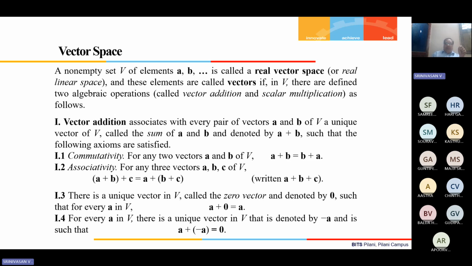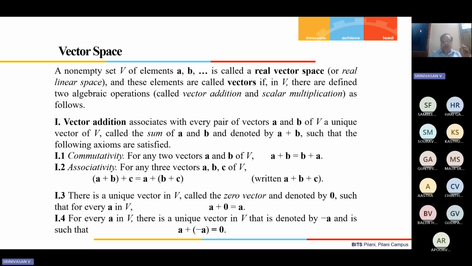So 1.3 is about existence of identity element and existence of inverse vector. Any vector added to its additive inverse becomes 0, the zero vector. These four axioms are for vector addition: commutativity, associativity, existence of identity, and existence of inverse.